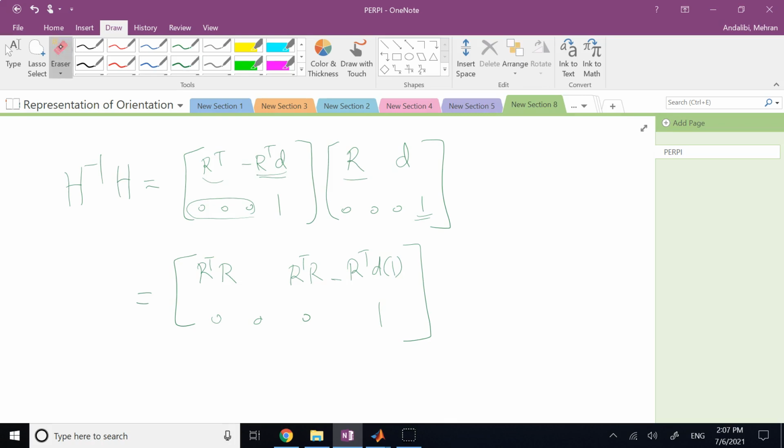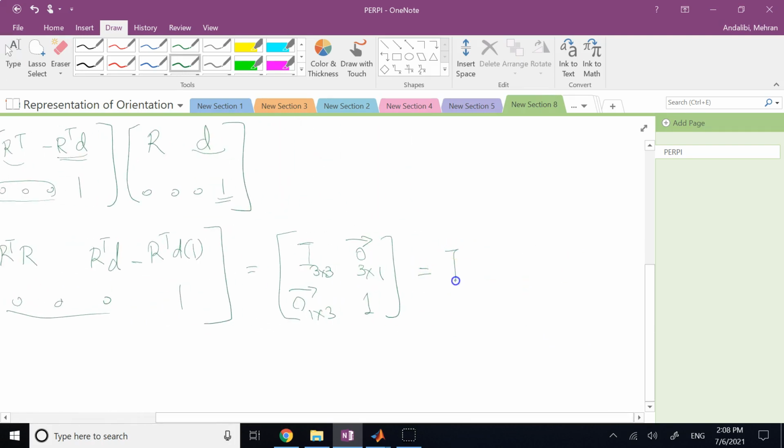Oh, yes, I did something wrong. I had to multiply R transpose by D, and then negative R transpose D by 1, correct? First row times that column. So this is D, not R. And what would you get now? R transpose R is going to be I. This is R transpose D minus R transpose D, which is going to be 0, a 0 of 3 by 1. This whole thing, you can write as 0, 1 by 3. And this is going to be a 1. And this is I 3 by 3. So if you look at it, it is going to be I 4 by 4.